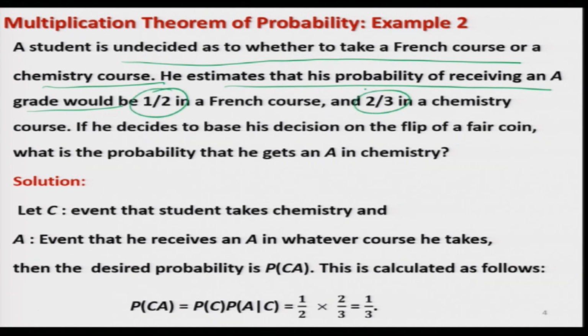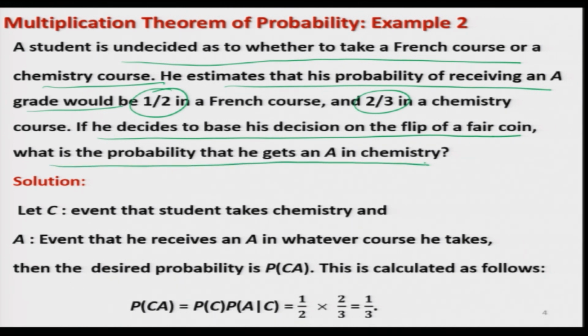So, now if the student decides to base his decision on the flip of a fair coin, that he says, okay, I will toss a coin, if it comes head then I will take this subject, if it comes tail then I will take the other subject. In case the student decides to base his decision on the flip of a fair coin, then we want to know what is the probability that he gets an A in chemistry.